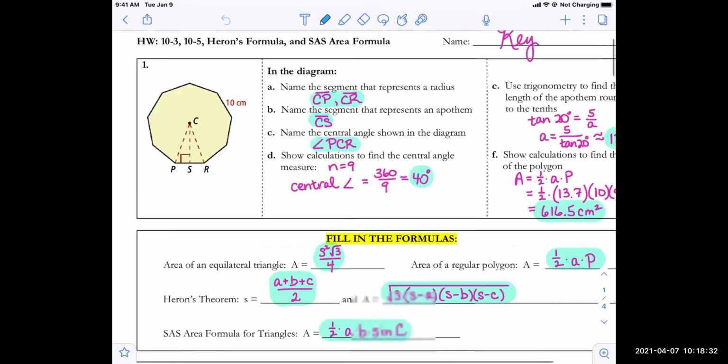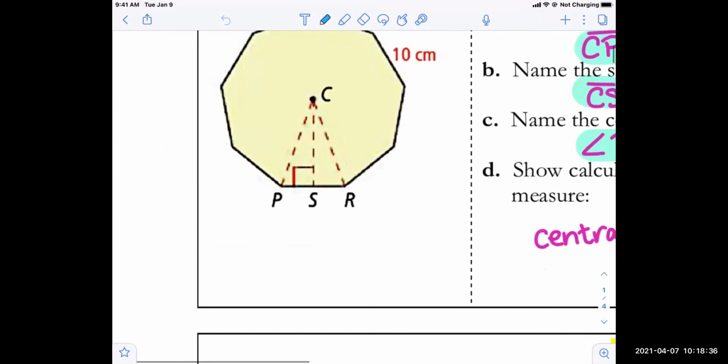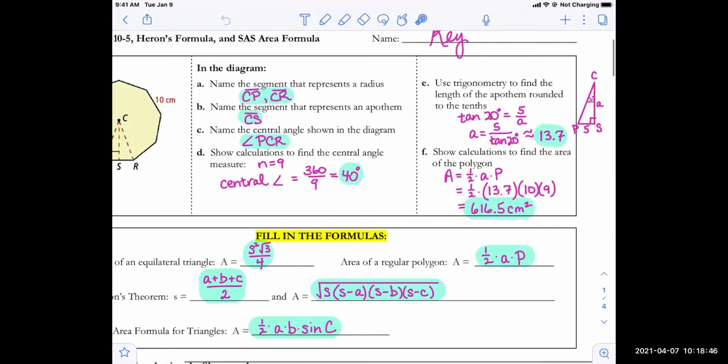Did you just put angle C for C? No, because if you say angle C, I don't know if you mean this angle or this angle or this angle. So no, you have to use the long name for that angle. Finley.